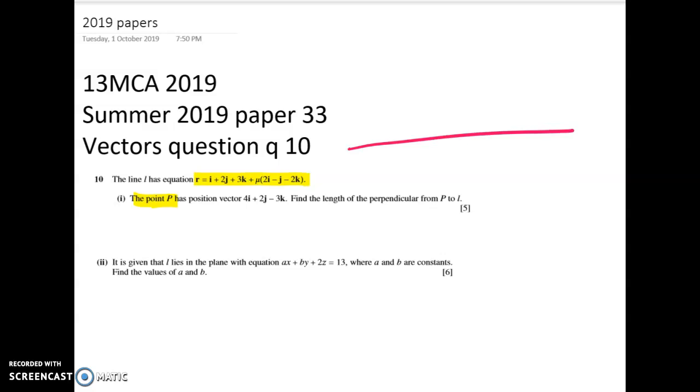So here's the line, here's the point P, and we have to figure out where it meets at a 90-degree angle. We're going to call that point X, and then we're going to find the length of PX. The next part of the problem is related. We're told that the line L from up here lies in this plane, and A and B are constants, and we have to figure out what they are.